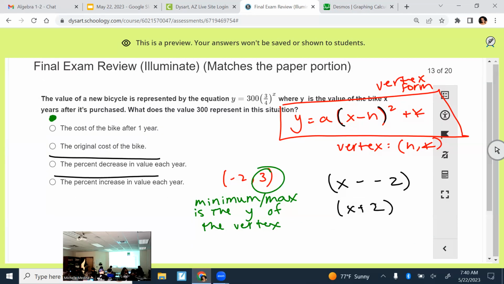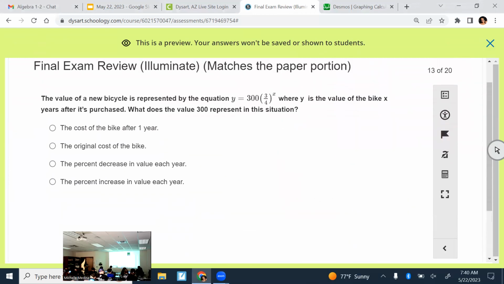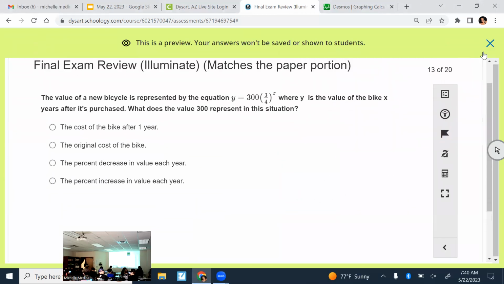Second hour is not on there, so I'm on the second. All right, the 13 was the last test in case any of you care. So the value of a new bicycle is represented by that equation where Y is the value of the bike X years after its purchase. What does the 300 represent? So look at the equation. What type of function is this?